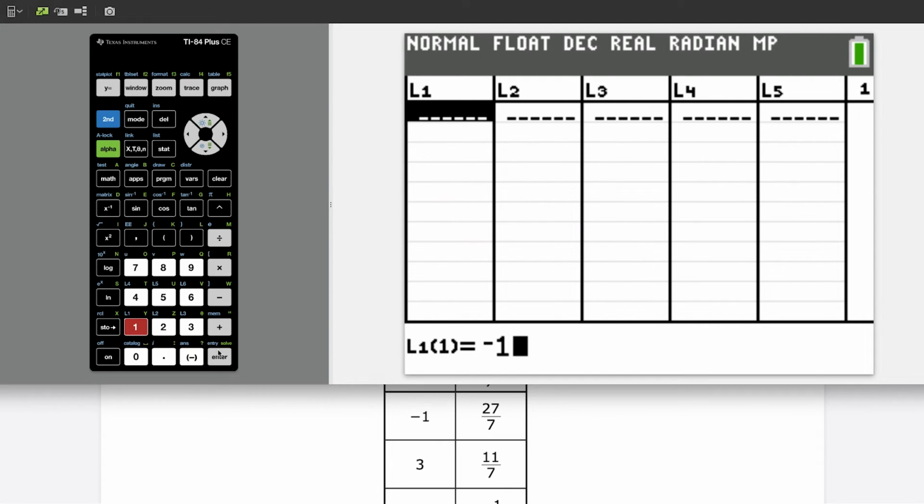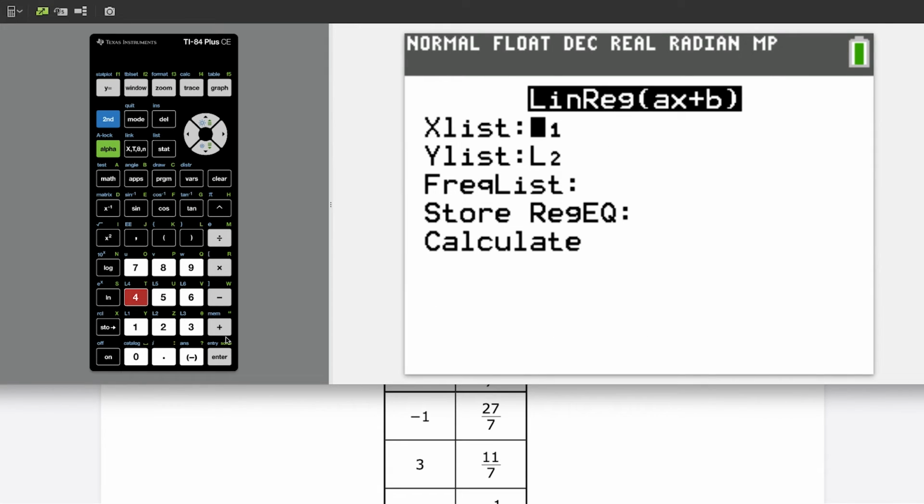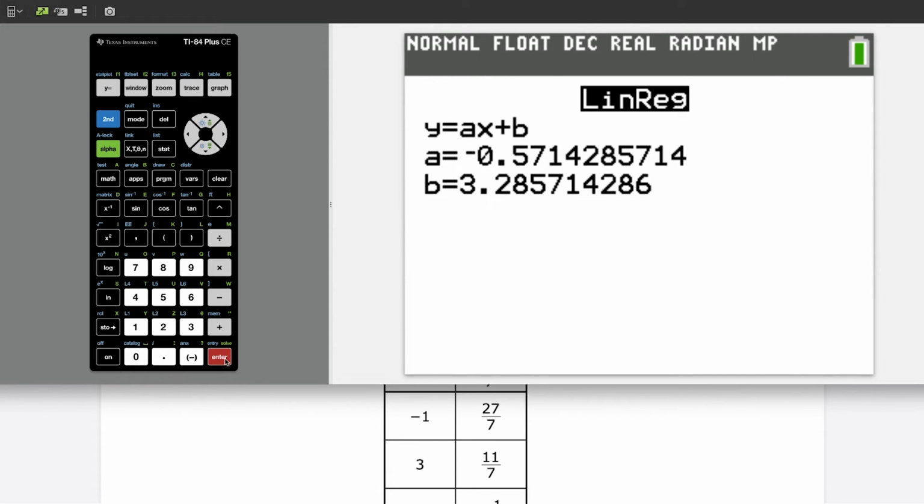I'm going to put negative 1 and let's say 3. And then I'll write in the corresponding y values. For negative 1, the corresponding y value is 27 over 7. And then for x equals 3, we have y equals 11 over 7. Okay, so now I could just press stats, calculate, linear regression is number 4, and we just keep pressing enter. And here are the values that we're going to need.